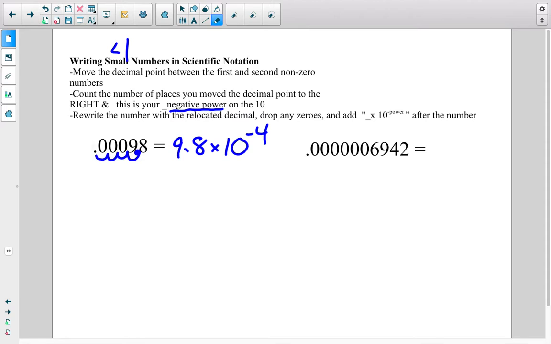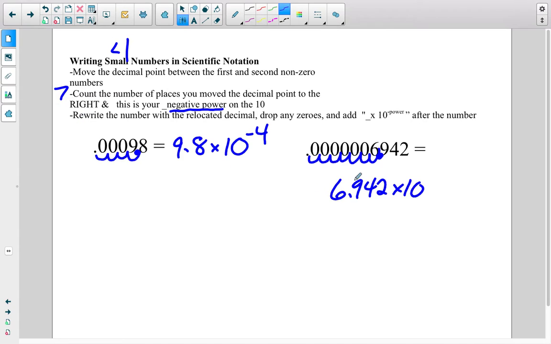Let's try that again. Let's move the decimal point. It should go between the first 2 non-zero numbers, so right there. How many places do we move it? 1, 2, 3, 4, 5, 6, 7. 7 places. So it's going to be 6.942 times 10, and the power again is going to be a negative 7. When we have a negative exponent, that should indicate to us that it makes a really small number.